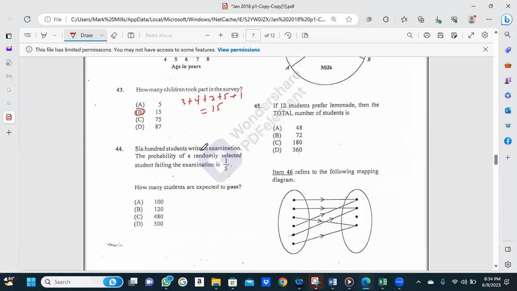600 students write an examination. The probability of a randomly selected student failing is 1/5, right? So 1/5 of 600 will give me 120. So 600 minus 120 will give me 480. So the answer here is 480.